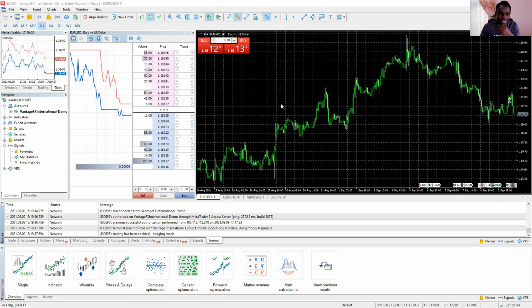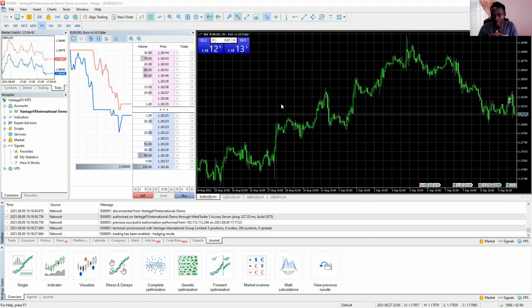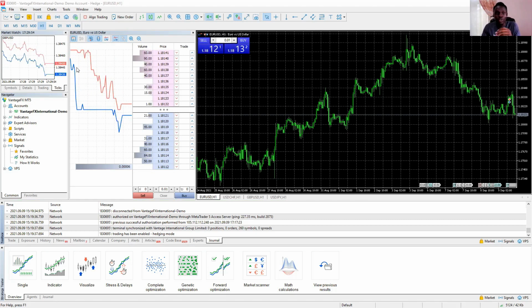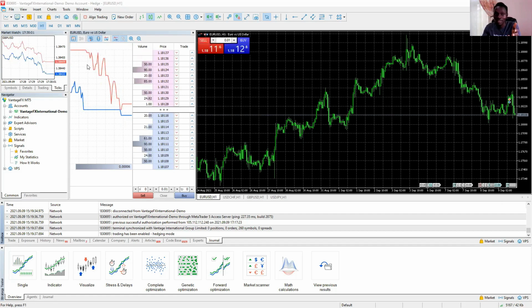I said that the depth of market shows you the nature of demand and supply for a particular currency or pair, whatever it is you're trading. Here we have EUR/USD as the pair we're looking at. What the depth of market is doing now is showing you the amount of people buying or selling at either of these prices.